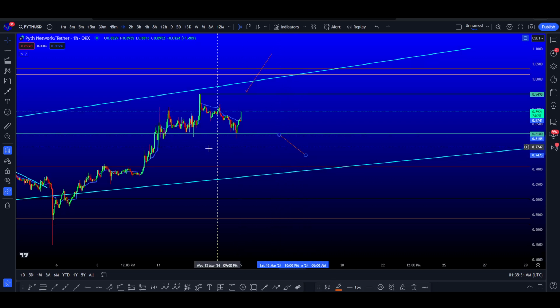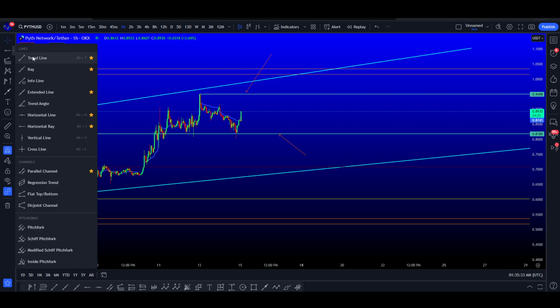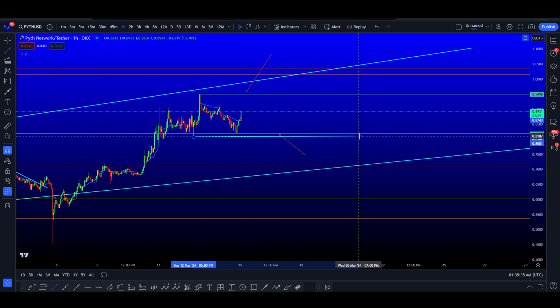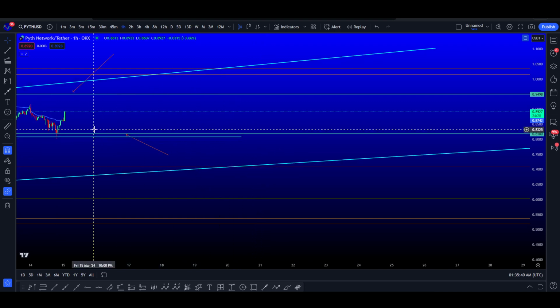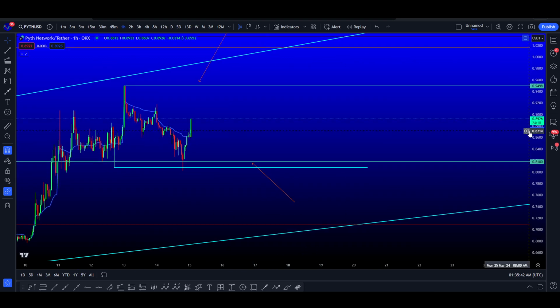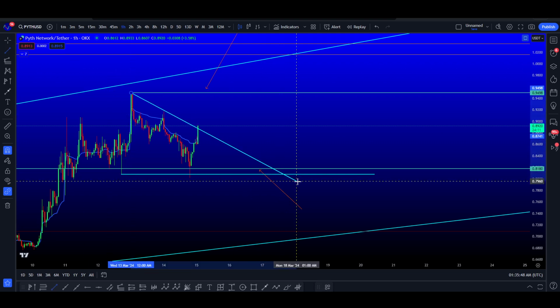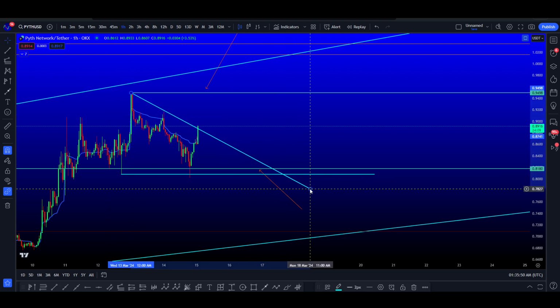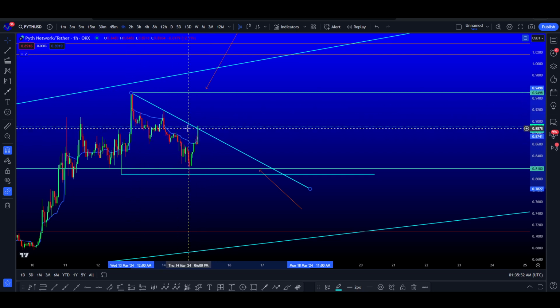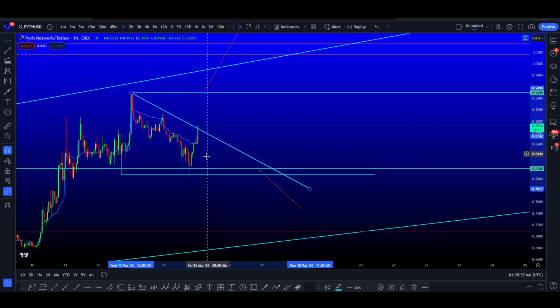And as you can see, it is currently working out, because not only did we swing failure this low, we reclaimed this level right above as support. We actually closed the hourly above this level too as well. And another bullish confirmation I'm seeing playing out right in front of us is that we have now currently as well broken out of this descending triangle, right? If we could get the 1-hour close above, that would be pretty bullish.